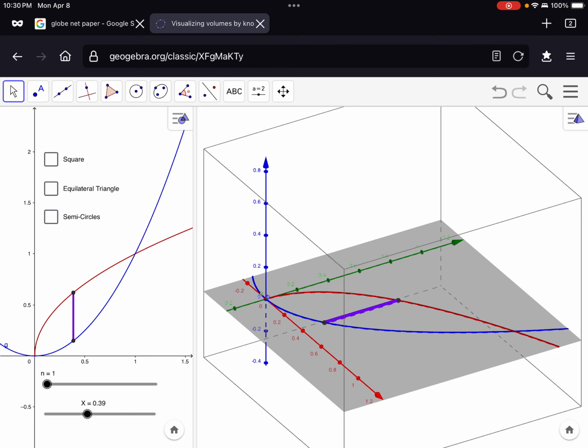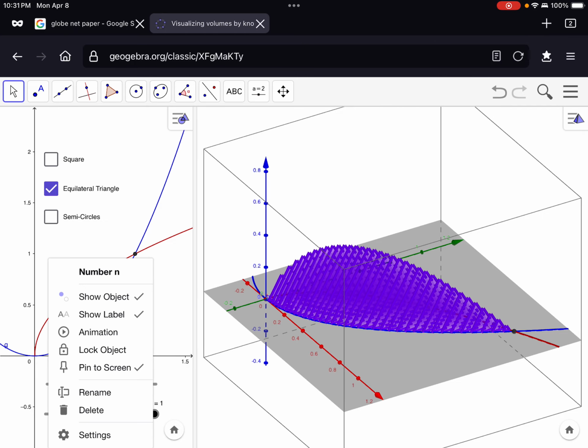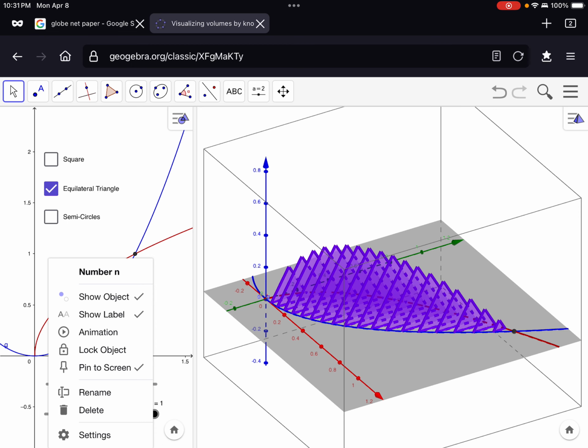But if I turn that off and do something like an equilateral triangle, and I can, again, choose that equilateral triangle to be wherever I want, and then the more equilateral triangles that I have, the more you can see that that shape is defined slightly differently than if those triangles had been squares.